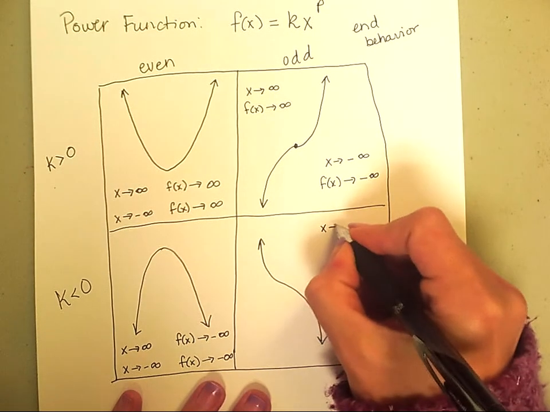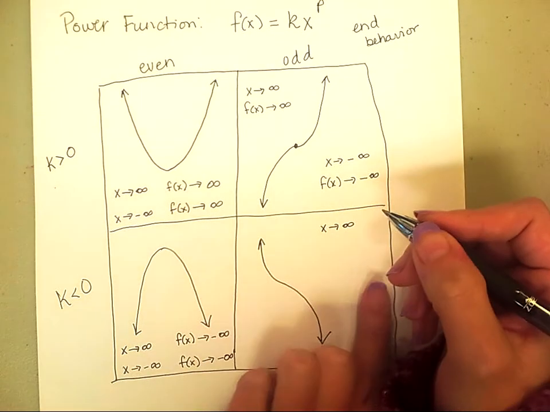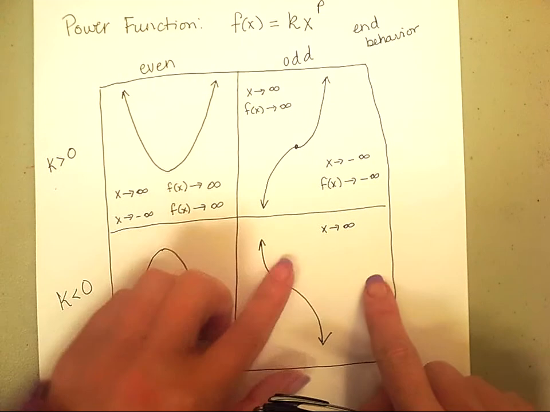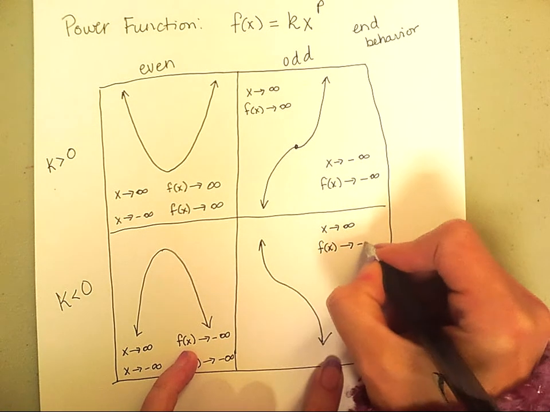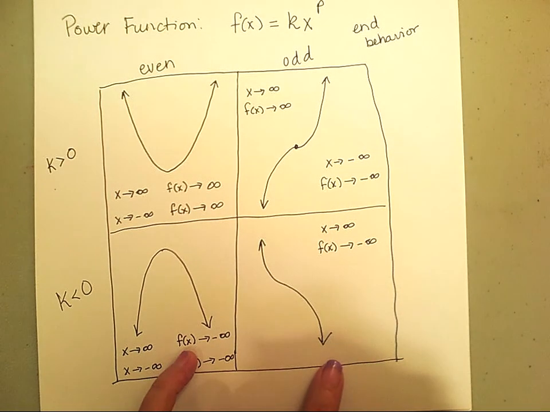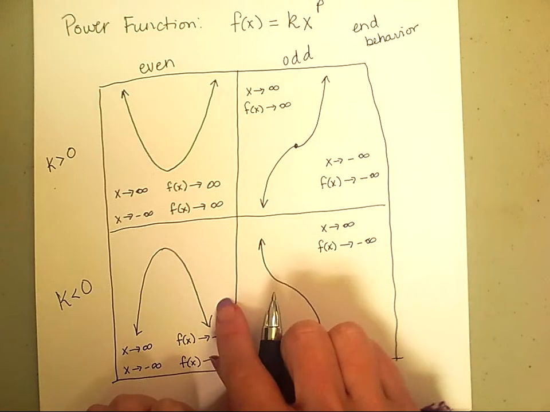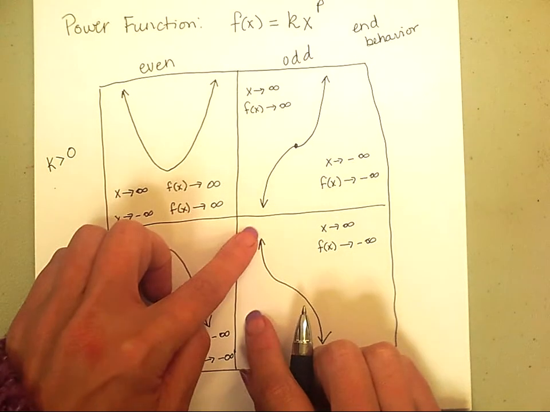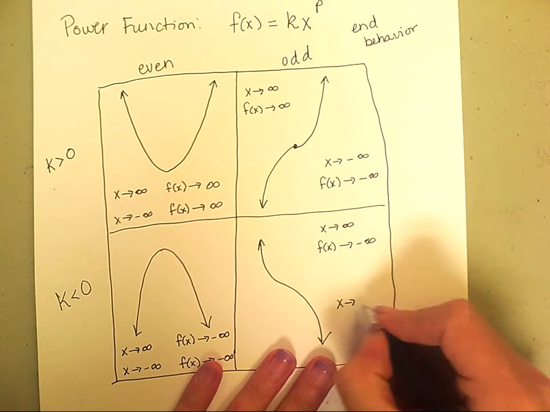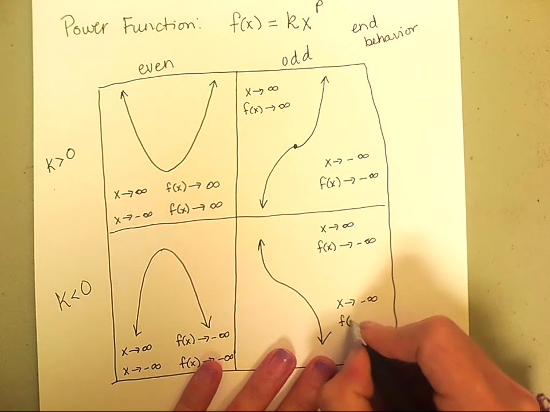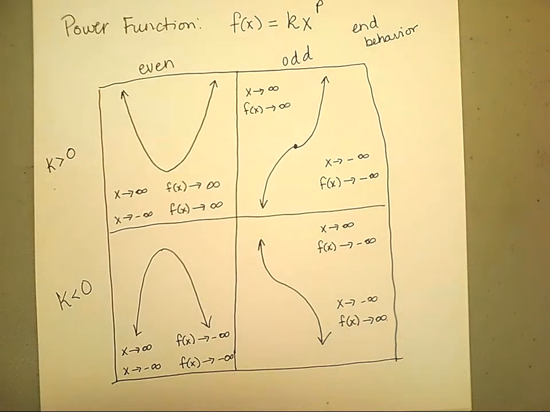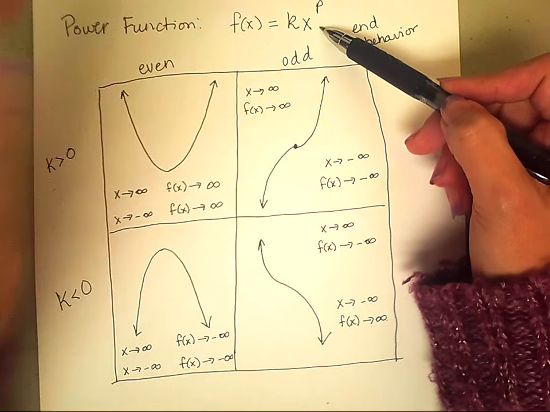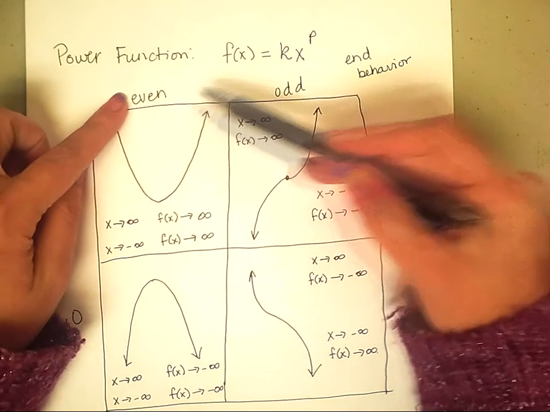Here, as x goes to positive infinity, so now we're looking out this way, what's happening to the function as we move this way is the function is diving towards negative infinity. But if we look at what happens as x gets very, very negative, the function starts taking off and becomes positive. So as x goes to negative infinity, the function is going to positive infinity. So this is just where we have a constant times x to some power, even or odd.